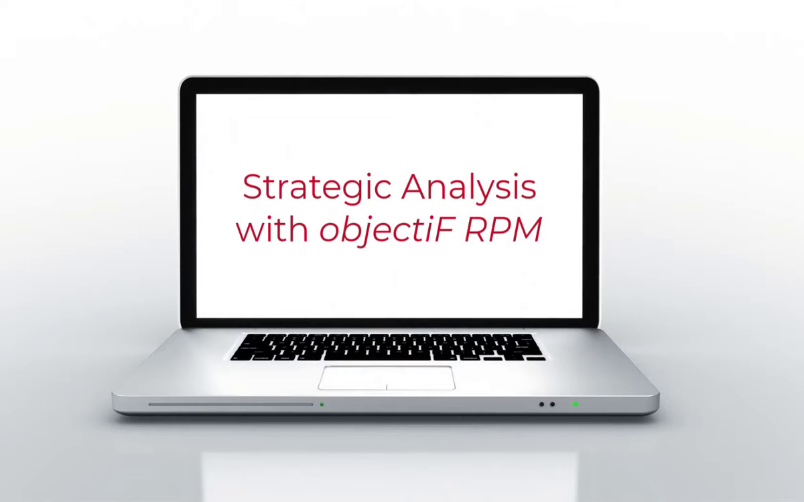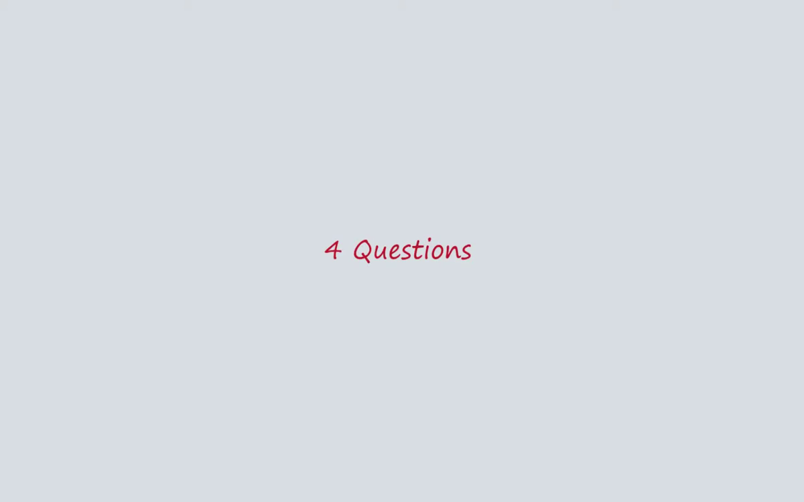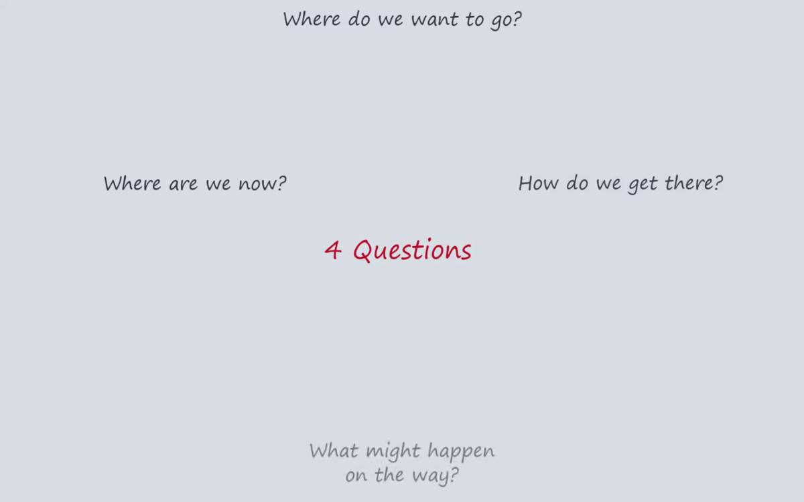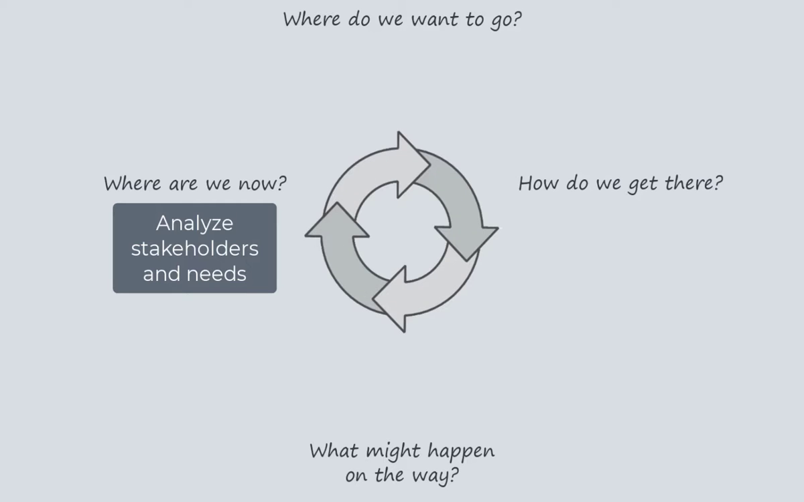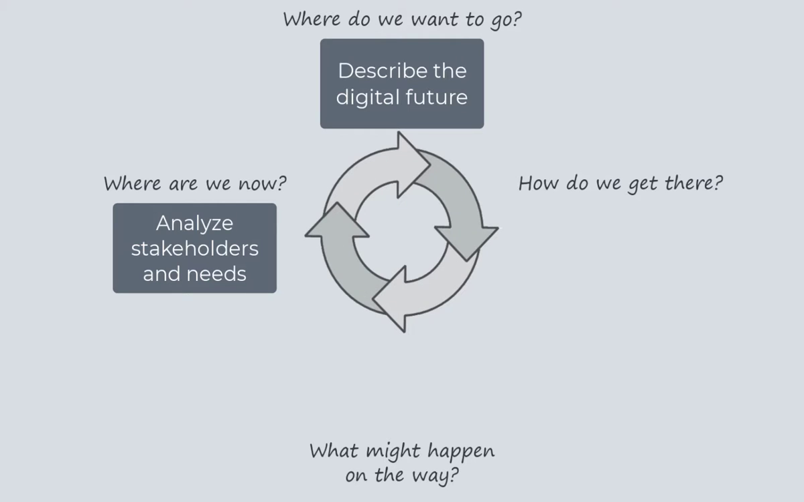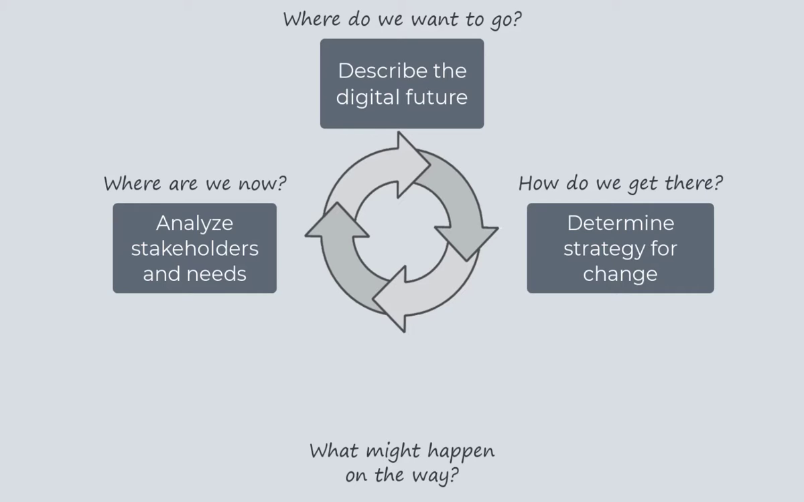Digital transformation requires strategy. Here there are four main questions to answer. Where are we now? Where do we want to go? How do we get there? And what might happen along the way? In other words, that means analyzing stakeholders and business needs, finding solutions for the envisioned digital future, determining a change strategy, and identifying and assessing possible risks.